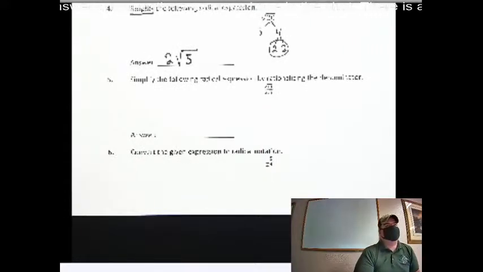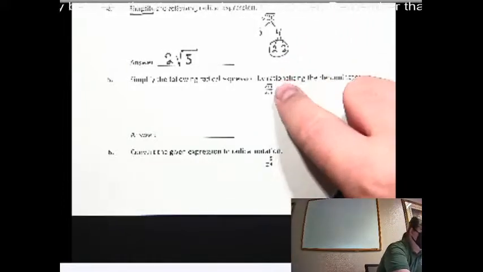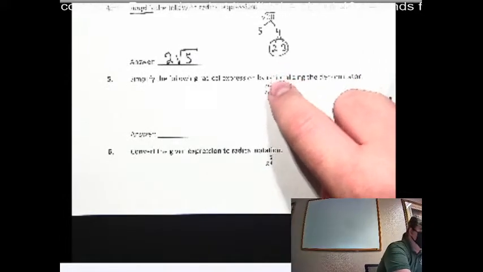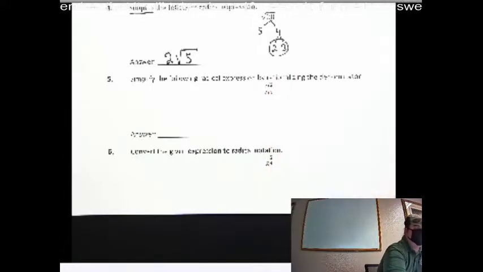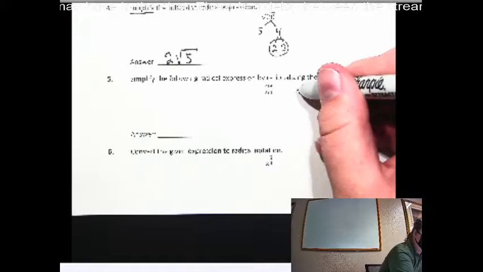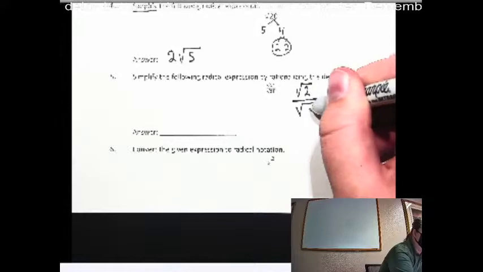Again, simplify the following radical expression by rationalizing the denominator. So that's a big one. We need to rationalize the denominator. Well, first, this is a fraction. We have the square root of 14 over the square root of 21. Do 14 and 21 have something we can divide both of them by? 7. They can both be divided by 7, which means we can simplify this overall fraction. So if we divide both of these by 7, we get square root of 2 over square root of 3.